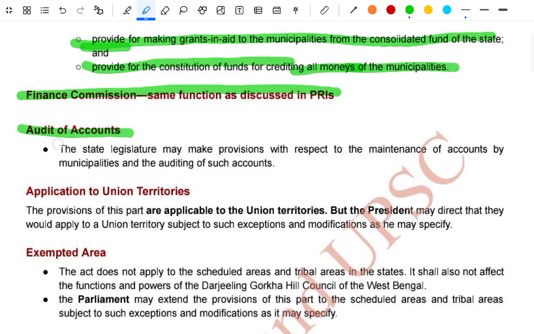Audit of accounts. The state legislature may make provision with respect to the maintenance of the accounts by the municipalities and the auditing of such accounts.